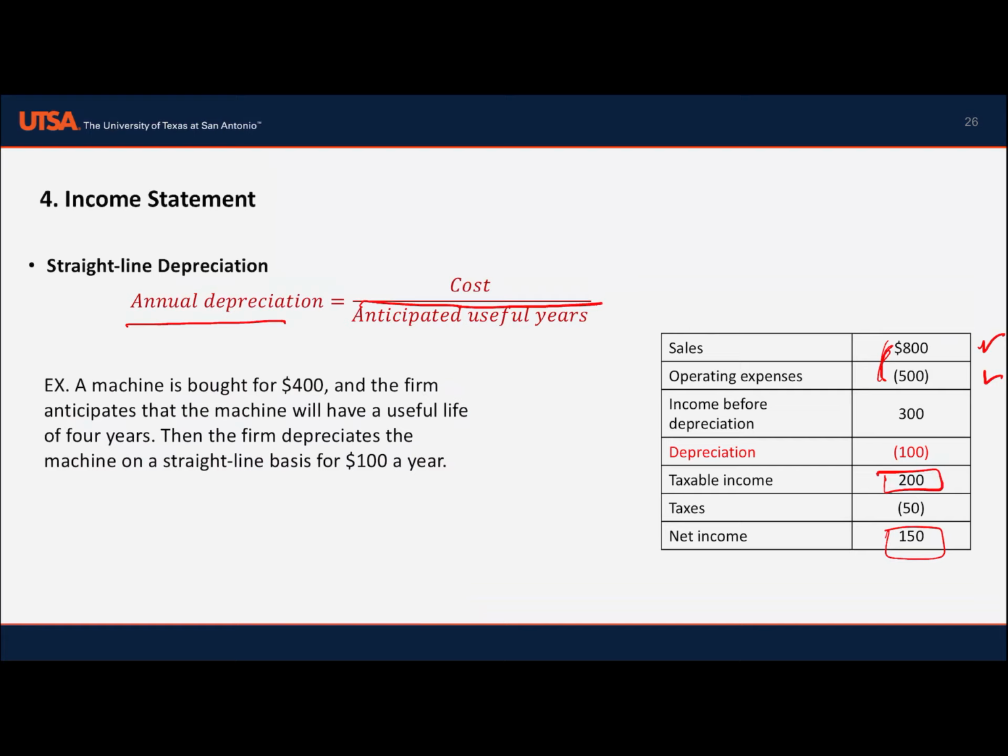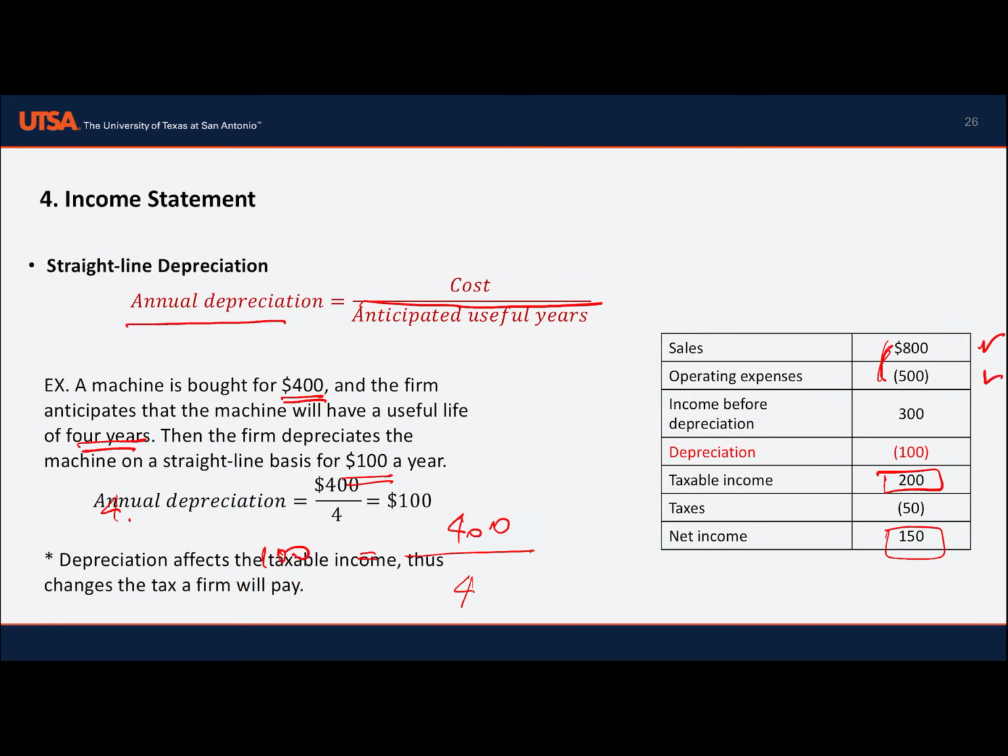So, for example, a machine is bought for 400, and the firm anticipates the machine will have a useful life of 4 years. Then the firm depreciates the machine on a straight line basis for 100 a year. So the cost is 400, the lifespan is 4 years, so annual depreciation is 100. So depreciation affects the taxable income, thus changing the tax a firm will pay. As you see, depreciation can affect the tax that the company will pay.